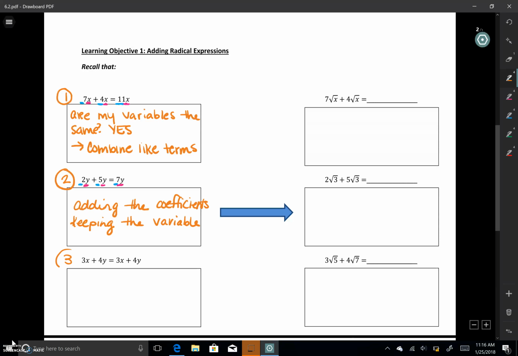However, in this third example here, 3x plus 4y, when I go to check if my variables are the same, I see that in the first my variable is x, but in the second term my variable is y. So since my variables are not the same, my final answer is going to just remain 3x plus 4y. There's no way for me to combine those two terms because I don't have like terms. So our big takeaway there is, without like terms, I cannot combine further.